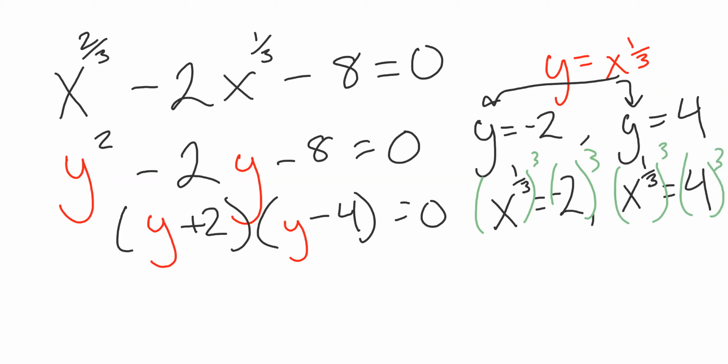And I'm doing both equations at the same time. You can do them separately, of course. So then we're going to get that x equals -2 cubed is going to be -8. And x equals 4 cubed. Let's see, 4 times 4 is 16. And 16 times 4 is 64. Okay. So we've got these two solutions here.